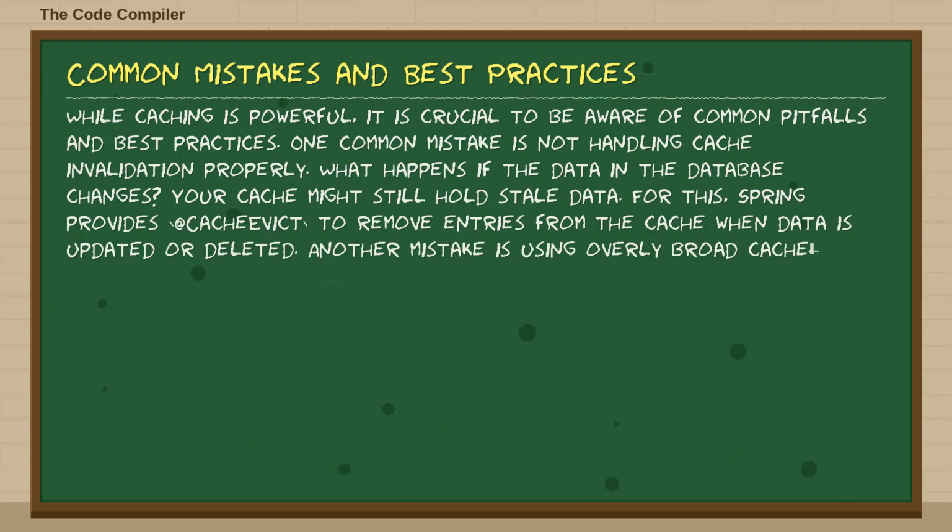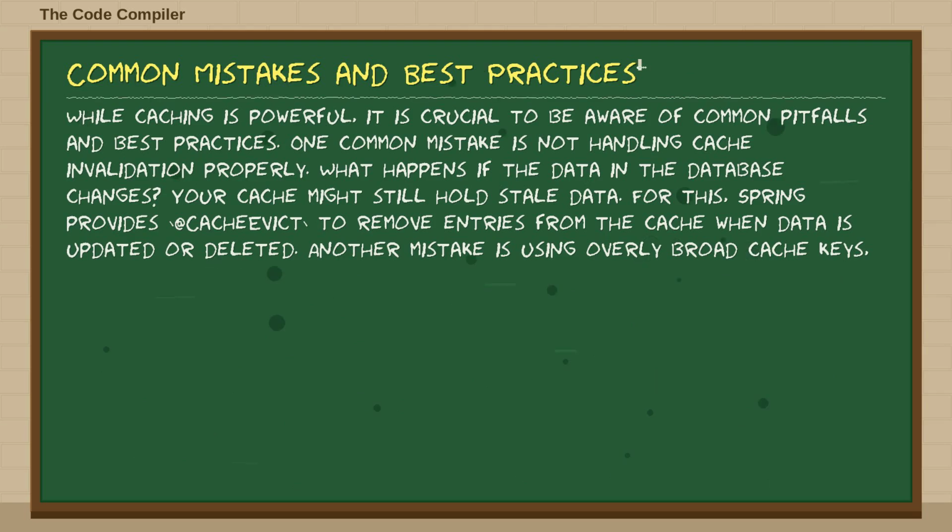Another mistake is using overly broad cache keys, leading to less effective caching, or conversely, too specific keys, causing cache misses. Always define clear, precise cache keys. Also, remember to consider cache consistency and fault tolerance. What if your Redis server goes down? Your application should still function, perhaps with reduced performance. Implement proper error handling and fallback mechanisms.